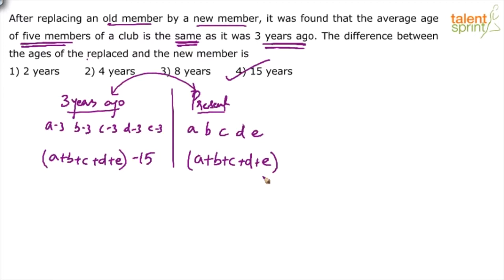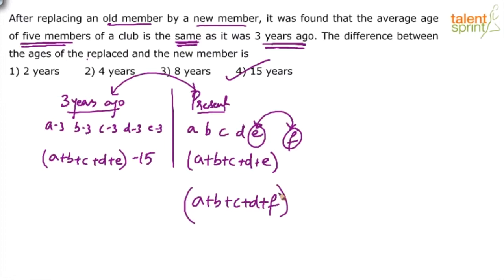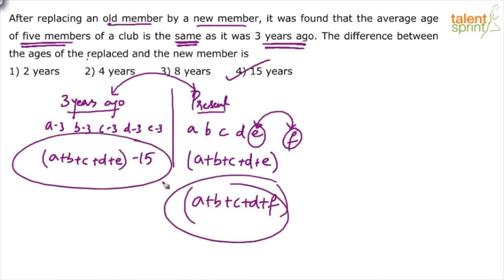So basically when you have exchanged a person, you found that the sum remains the same, right? Let us assume actually in the present group E has gone out and F has come. So E goes out and F comes in. This is the exchange. So what is the sum? A plus B plus C plus D plus F. So the point is this sum is equal to this sum. That's what he says, right?